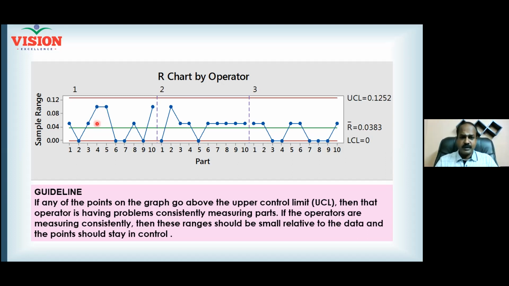And now all of you said operator 2 is repeatable. But I am seeing a problem with operator 2. Why? Because you can see most of his points are only on one side of the center line.